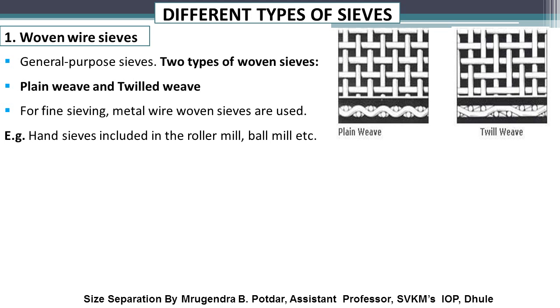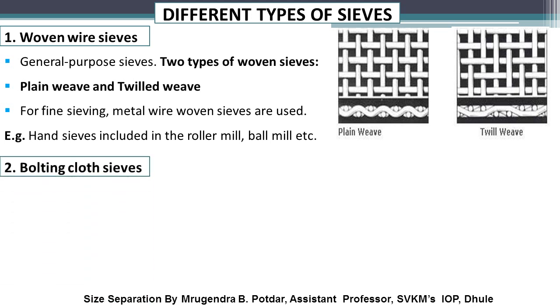For fine sieving, the metal wire woven sieve is used. Most common examples are hand sieves. These are included in roller mill, ball mill, etc. In case of coarse sieves, the wire is generally given a double crimp to preserve the alignment of the wires.